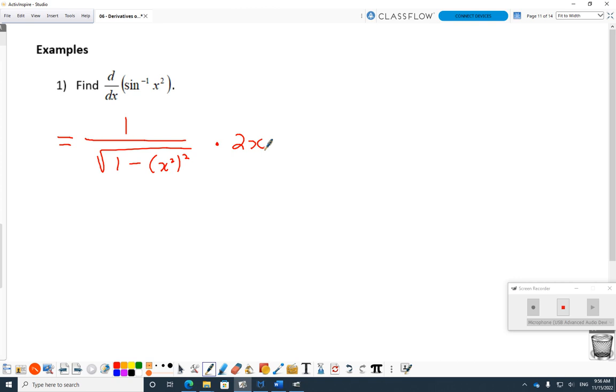Ooh. Oh, that's scary looking. Mr. Todd, I thought it was square root of 1 minus x squared. I'm like, I know, it's chain rule. Derivative of the outside, 1 over square root of 1 minus something squared, times the derivative evaluated at the inside. So evaluated at x squared. So the final answer here is 2x over square root of 1 minus x to the 4th.